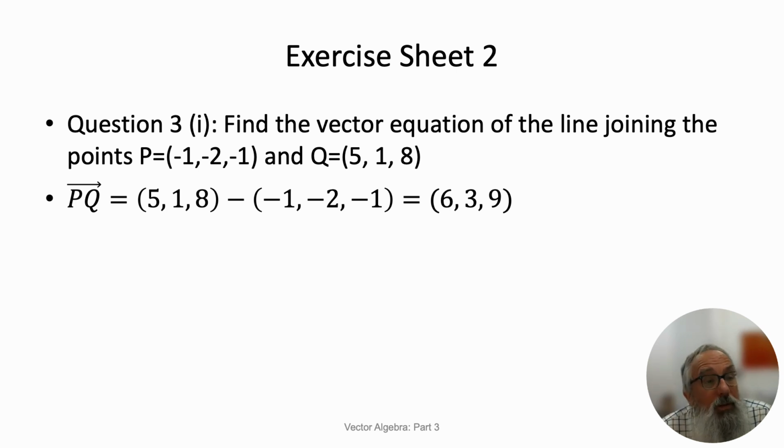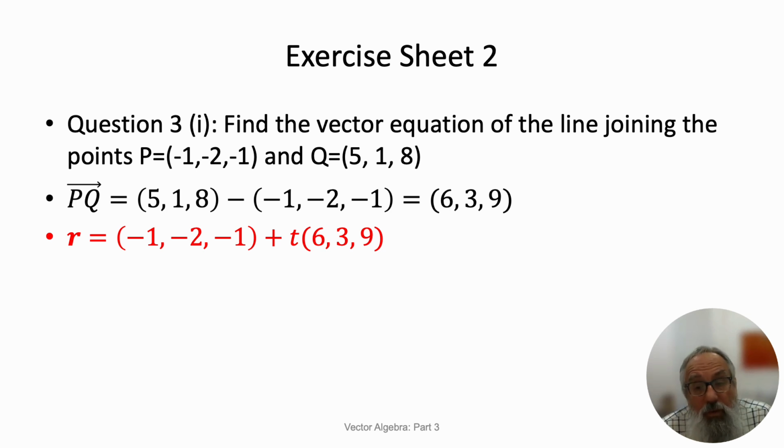So it's essentially Q minus P, which gives us (6, 3, 9). The vector equation of the line is simply r, which is our normal position vector for any point in the line, a point and the position vector. A point being any point. So we'll use P because we know P is on the line: (-1, -2, -1).